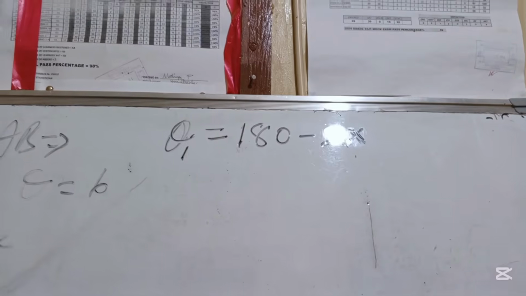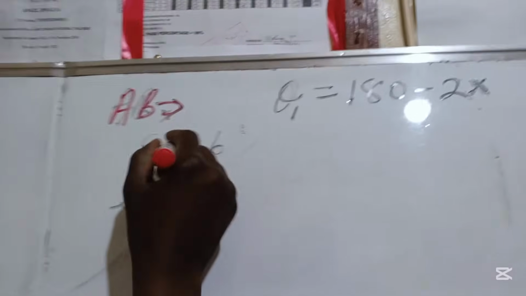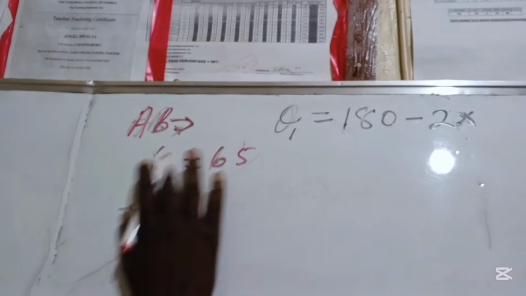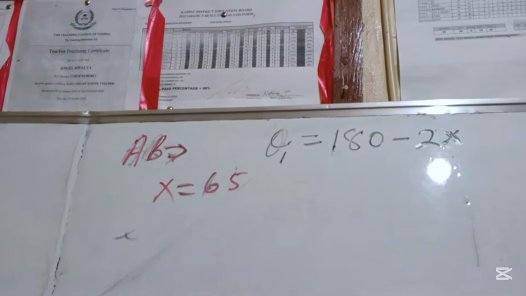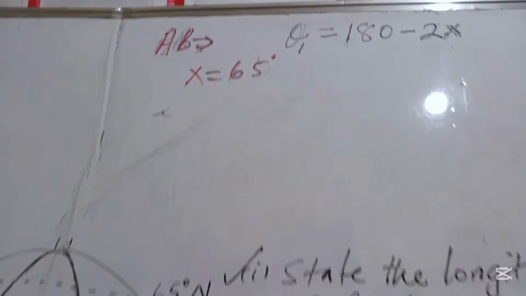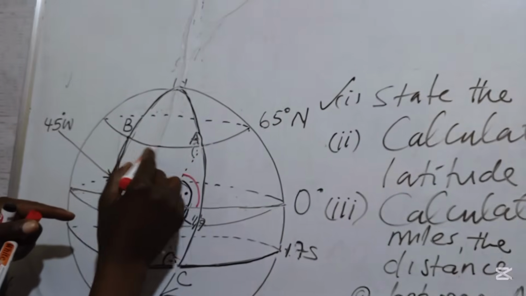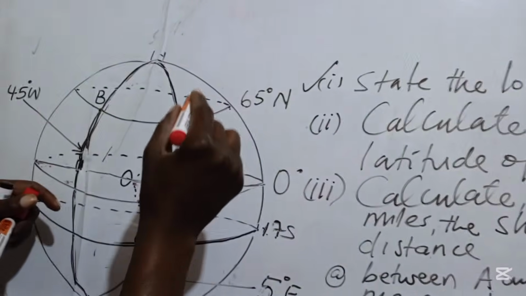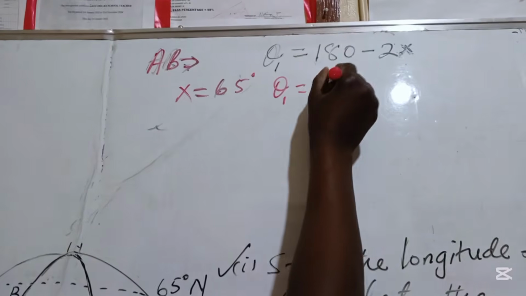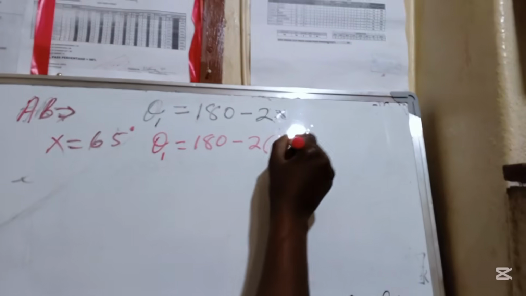Allow me to use the red one. I'm saying A and B are on latitude 65. So this is the latitude, and I'll use X. This is the latitude at which these 2 points are. They are sharing the same latitude. You agree with the A and B? They are sharing this latitude. Now I should find this theta 1, whereby 180 should subtract, and I should insert 65.